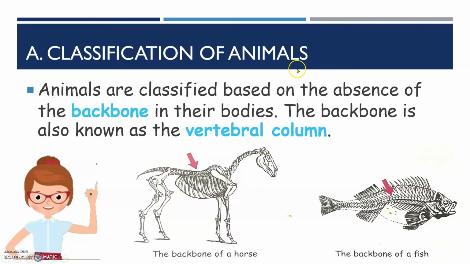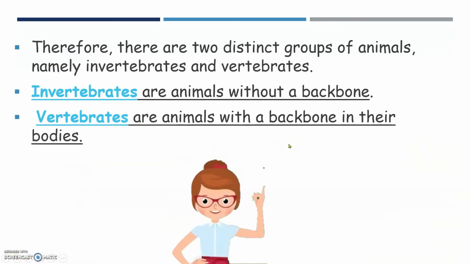Classification of animals. Animals are classified based on the absence of the backbone in their bodies. The backbone is also known as the vertebral column. Therefore, there are two distinct groups of animals, namely invertebrates and vertebrates. Invertebrates are animals without a backbone. Vertebrates are animals with a backbone in their bodies.